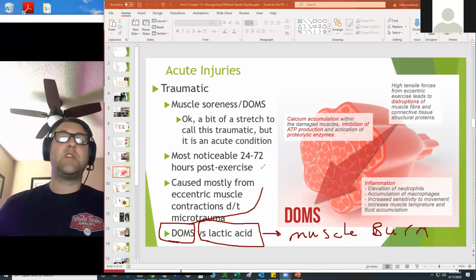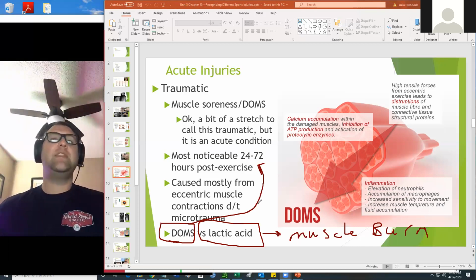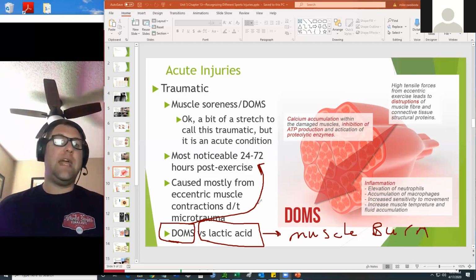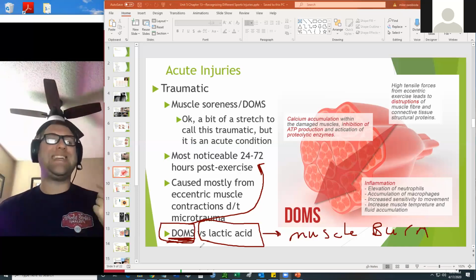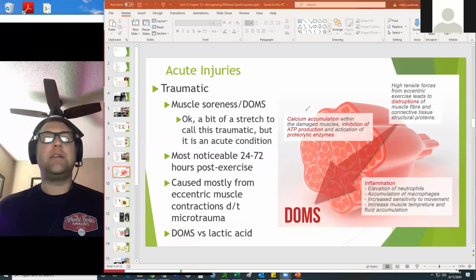With DOMS, this is going to happen 24 to 72 hours post-exercise, and this is where you get micro tears in your muscle belly itself. This is why when you do heavy legs today, I may feel okay tomorrow, but then the day after I feel terrible, like I can't get out of bed. That's because your body is trying to heal itself. It's essentially like you have tons and tons of muscle strains on a microscopic level that your body has to heal. The bad thing about it is it causes pain.